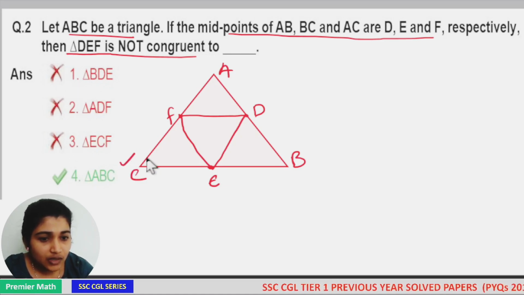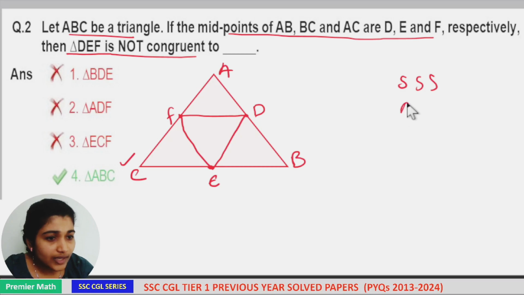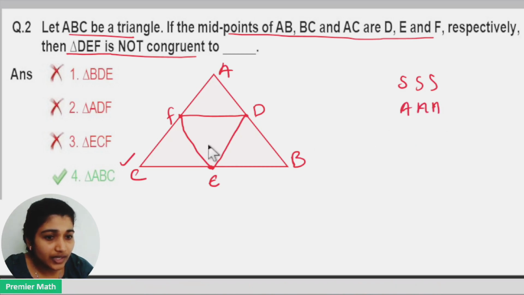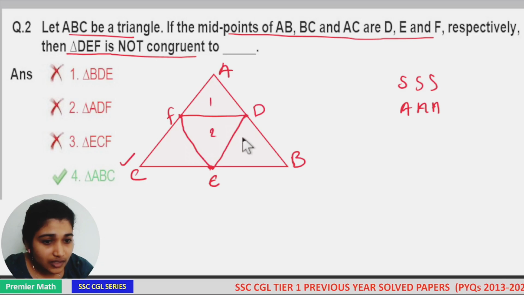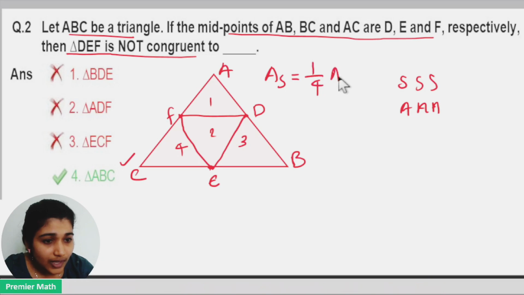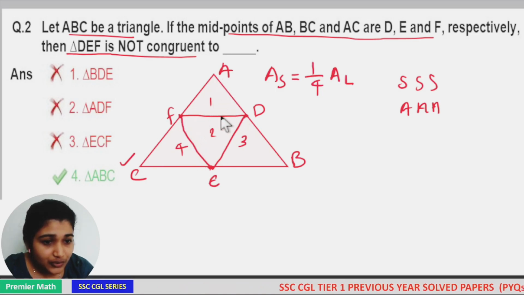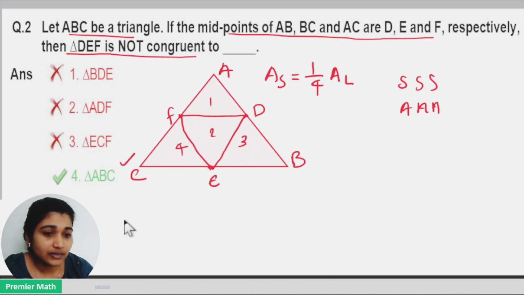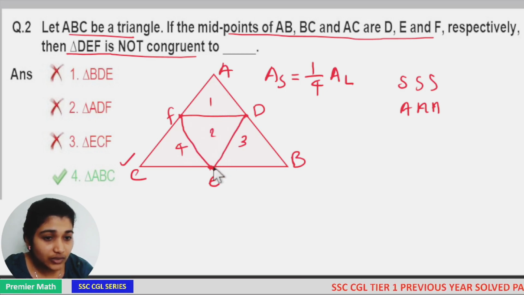Congruent triangle means all the sides and all the angles are equal. Here, when the midpoints of the triangle are joined, 4 triangles are formed. Area of the small triangles formed is equal to 1 by 4th of the area of the larger triangle ABC. Which means here triangle ADF is congruent to triangle DEF, congruent to triangle DBE, congruent to triangle FEC. So all these 4 smaller triangles are congruent to each other. All the sides and all the angles are equal.